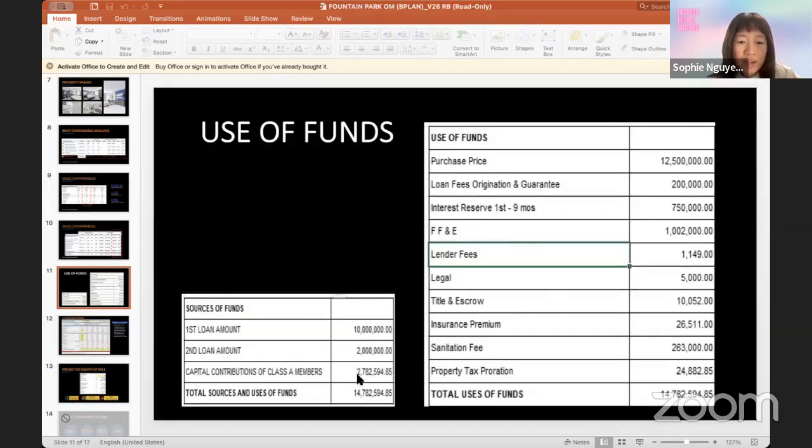Capital contribution of Class A member. So they're raising around 3 million to make it a 15 million deal. Interesting. Okay. Title, insurance, property tax, total use of funds.